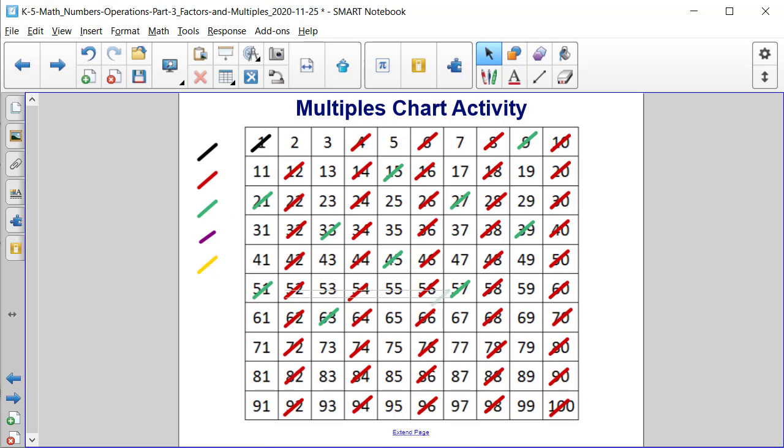66 is crossed out, so then 69 would be next. 72 is already crossed out, so then we'll have to cross out 75. 78 is crossed out, so then 81 is the next one. 84 is already crossed out, so then 87 will be the next one. 90 is crossed out, so then 93. 96 is crossed out, so then the last multiple of 3 showing is 99.